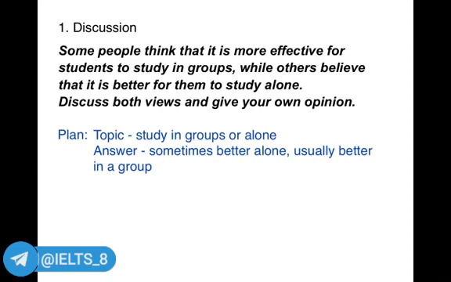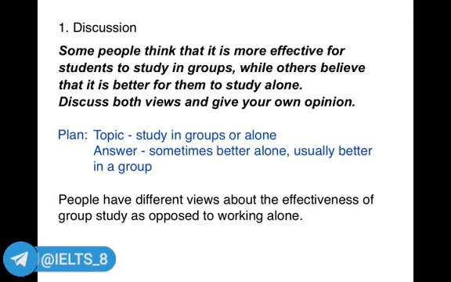Now that I've planned the introduction, I can write these 2 sentences. So my first sentence: people have different views about the effectiveness of group study as opposed to working alone. Notice that I'm paraphrasing some people, others, by writing people have different views about. I'm using effectiveness instead of more effective, and I'm using the phrase as opposed to as a way of contrasting. As opposed to means instead of or rather than.